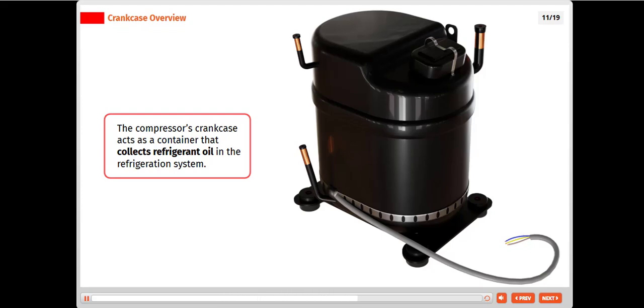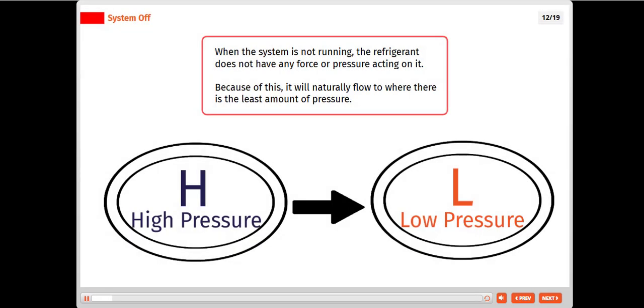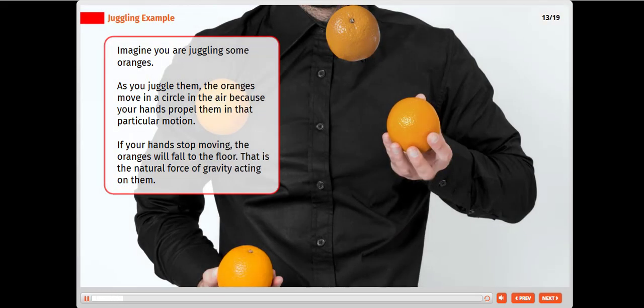When the system is not running, the refrigerant does not have any force or pressure acting on it. Because of this, it will naturally flow to where there is the least amount of pressure. Imagine you are juggling some oranges. As you juggle them, the oranges move in a circle in the air because your hands propel them in that particular motion. If your hands stop moving, the oranges will fall to the floor. That is the natural force of gravity acting on them.